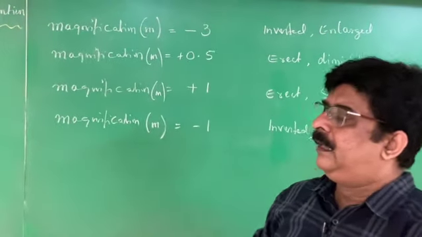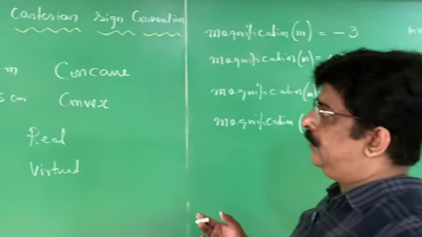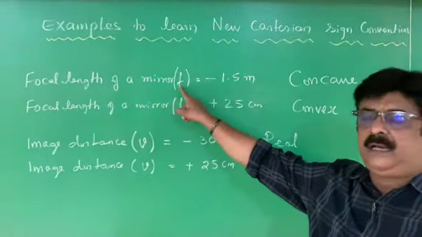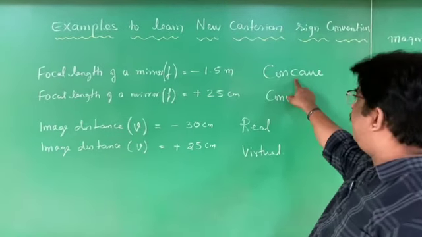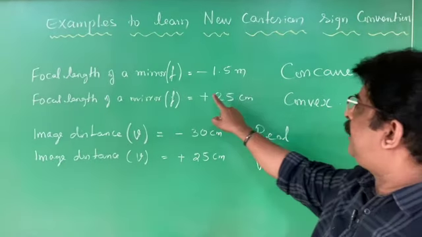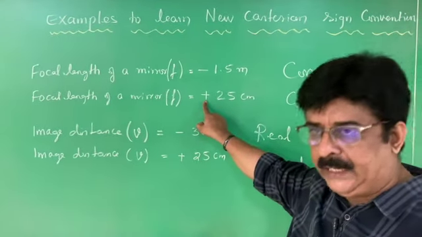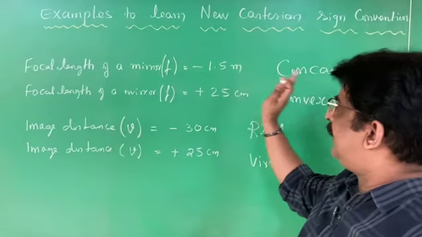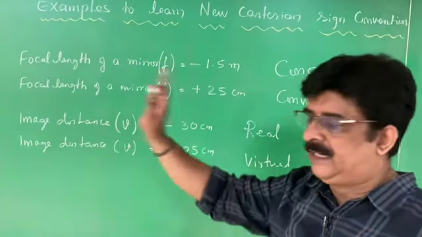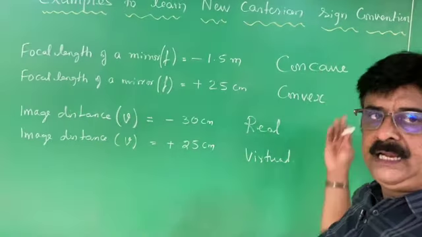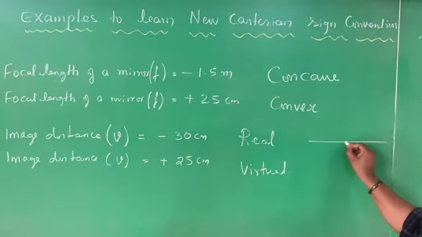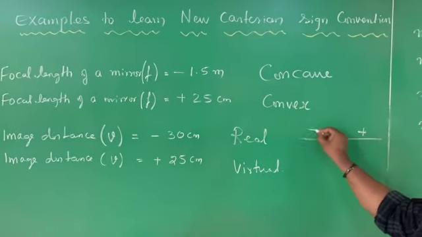I repeat once again. Which are the things you have to remember in the new Cartesian sign convention regarding the focal length? Focal length is given by the symbol f. If it is a concave mirror, you should take it as negative. If it is a convex mirror, you should take it as positive. Next question arises: why? Because if the concave mirror is facing the left side, the focal length is also on the left side. The left side of the graph is negative. The right side of the graph is positive. That you have to understand. On the x-axis, this is the origin. This side is plus, this side is minus.